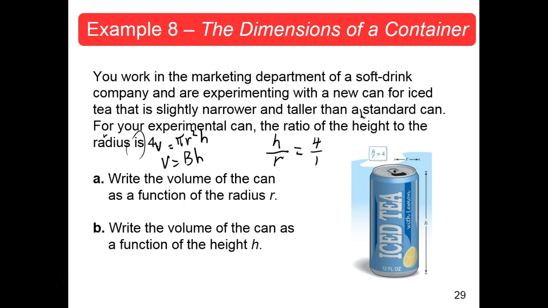But this is a function of both radius and height. We want it just as a function of the radius. So that means we need to get rid of the h. And that doesn't mean erase it. You can't do that. Can's got to have a height. But this tells us what that is. So if we can figure out what h is from this ratio, then we can plug that in and we'll get everything in terms of r.